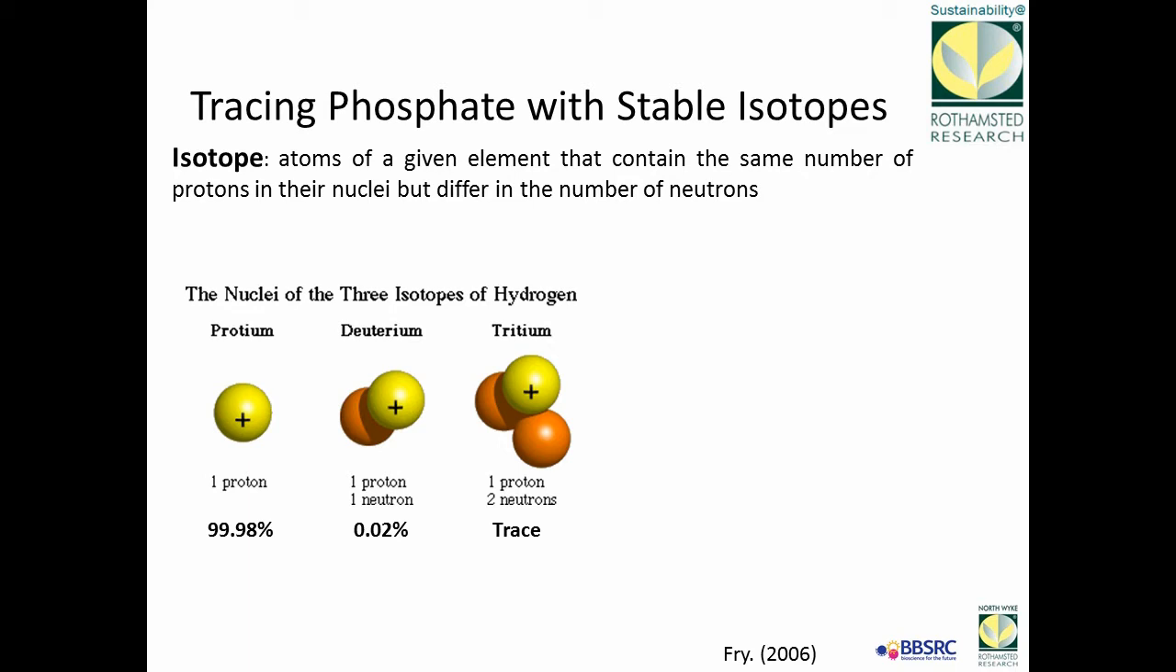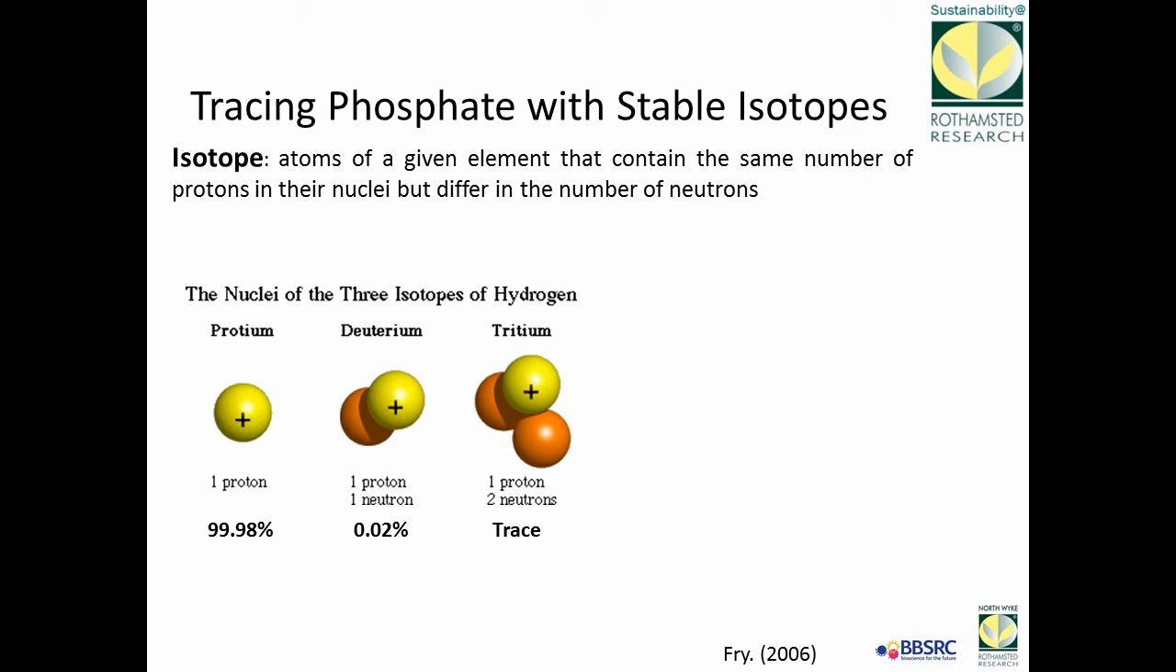So now the science bit. What is an isotope? It's an atom of any given element that contains the same number of protons in its nucleus, but different numbers of neutrons. So on the left there is an example of the 3 isotopes of hydrogen. They all have 1 proton, but increasing numbers of neutrons. So tritium has 2 neutrons, deuterium 1 neutron, and protium has no neutrons. Protium being the most abundant, making up over 99% of all the hydrogen globally. Deuterium much, much less, 0.02%, and virtually no tritium at all.